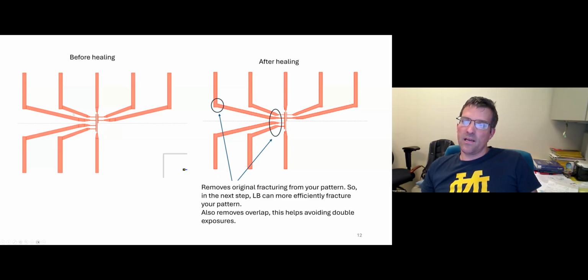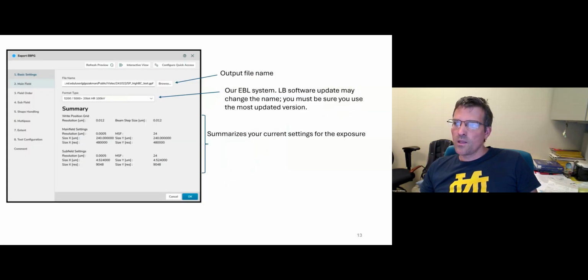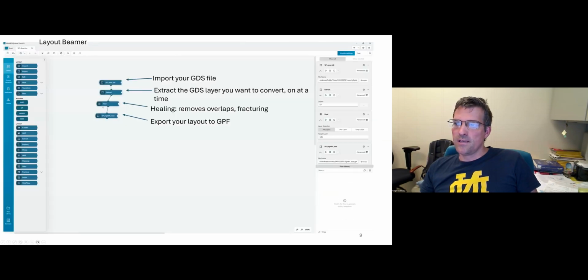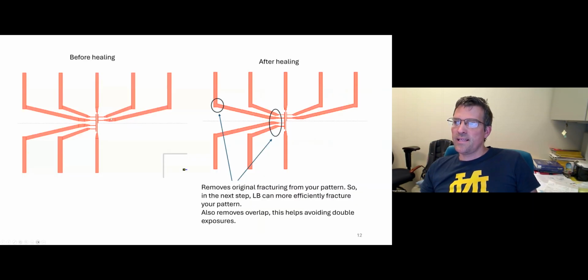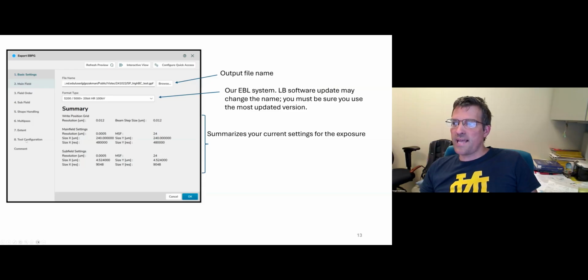So if you do healing, what the software does is look for all the overlaps and all the internal boundaries of your pattern, and it removes them. And then you can set up the fracturing yourself in Layout BEAMER, the way you like to do fracturing. And this fracturing is done in the export tab on this hierarchy. So this is the export, and this itself has multiple steps to condition your GPF file.